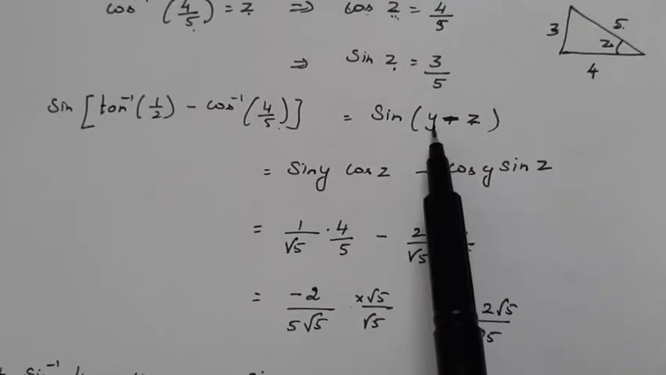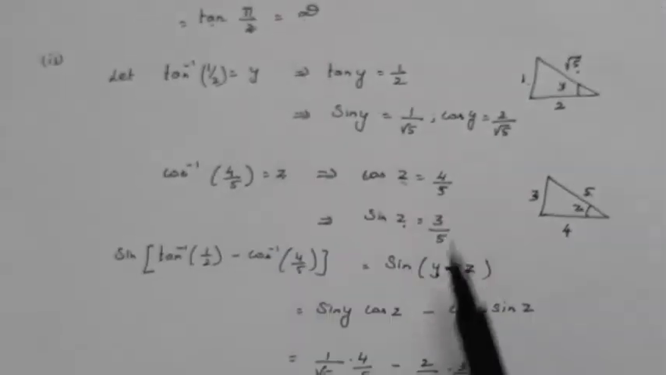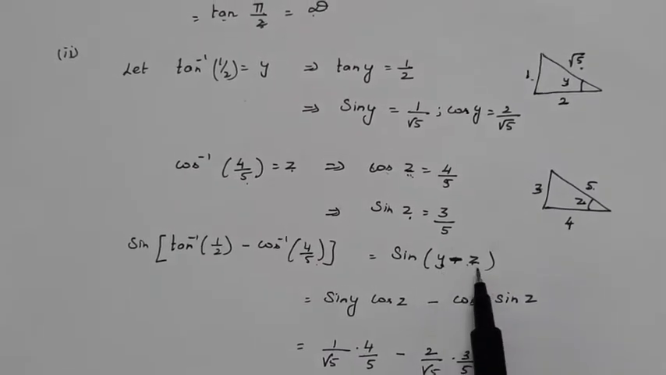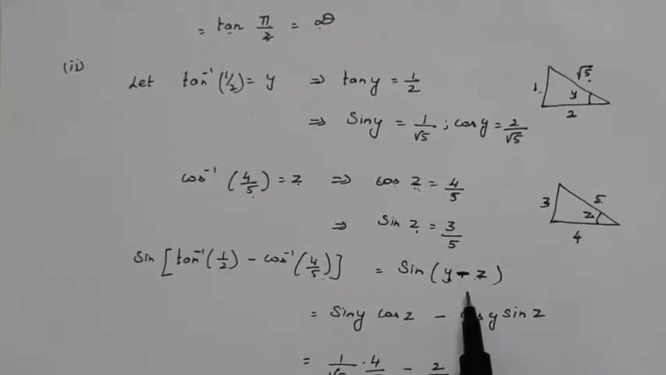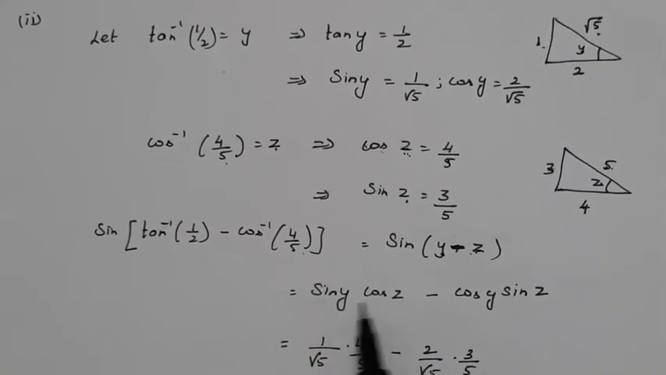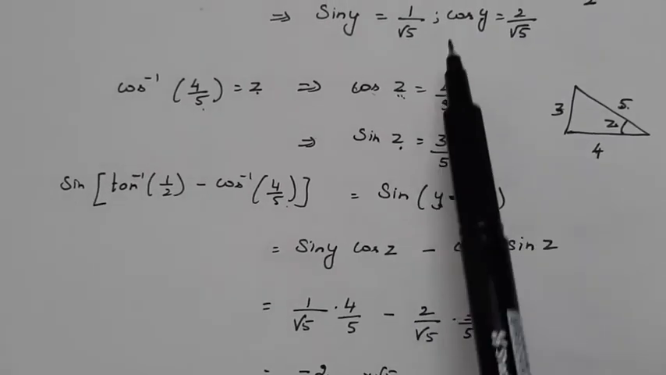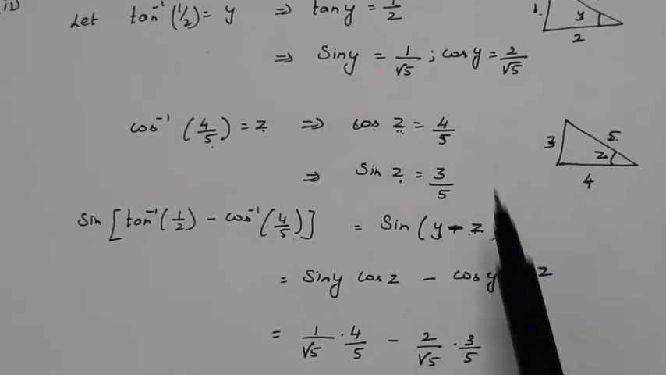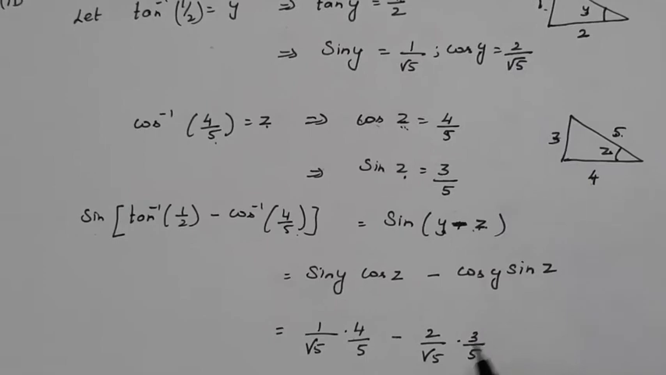If you know the exact values of y and z, as in the previous subdivision 1, we can directly substitute and find the answer. Because y and z are not known exactly, we are using the compound angle formula. So substitute the corresponding values of sin y, cos z, cos y and sin z. Sin y is 1 by root 5 and cos z is 4 by 5, and then cos y is 2 by root 5 and sin z is 3 by 5.